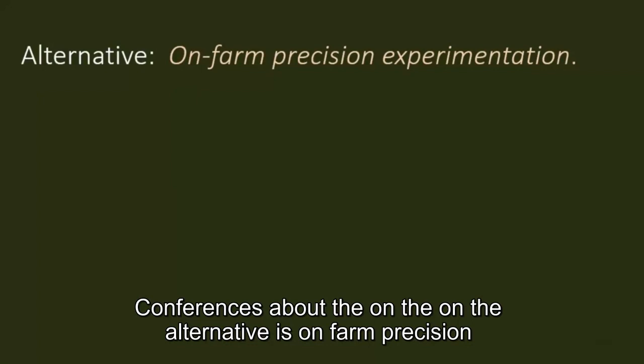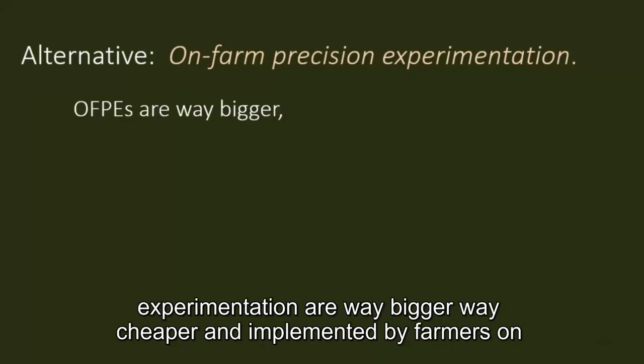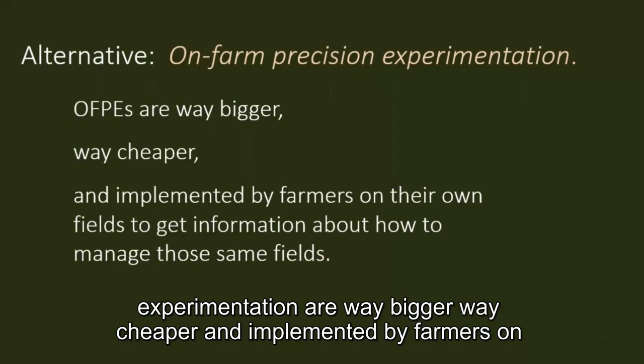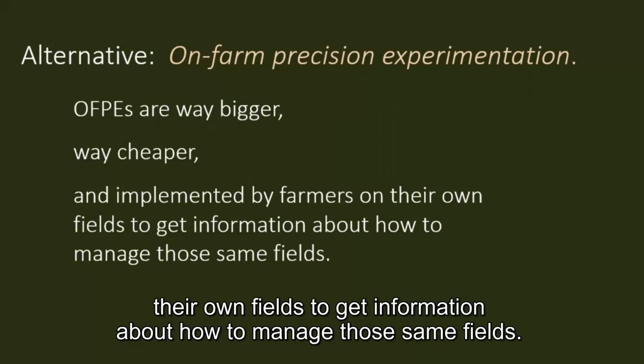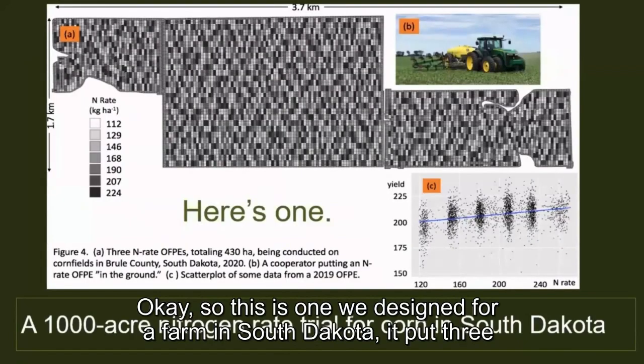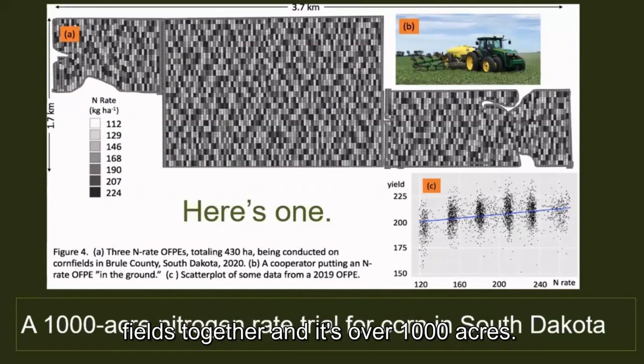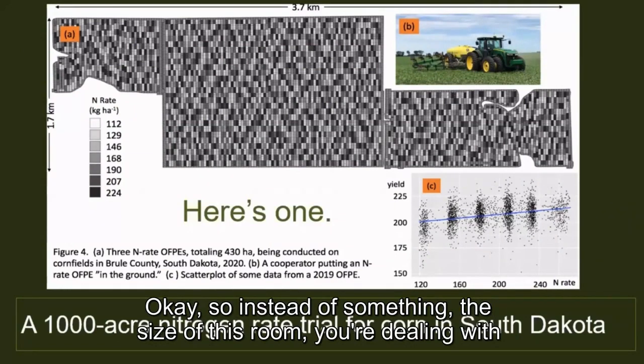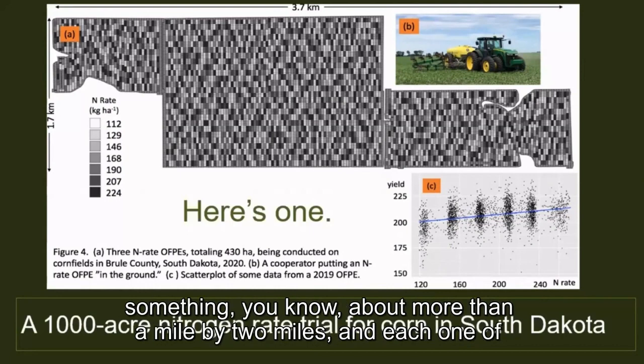All right. Here's an alternative, and that's what this conference is about. The alternative is on-farm precision experimentation. OFPEs are way bigger, way cheaper, and implemented by farmers on their own fields to get information about how to manage those same fields. Here's one. Okay, so this is one we designed for a farm in South Dakota. It put 3 fields together and it's over 1,000 acres.